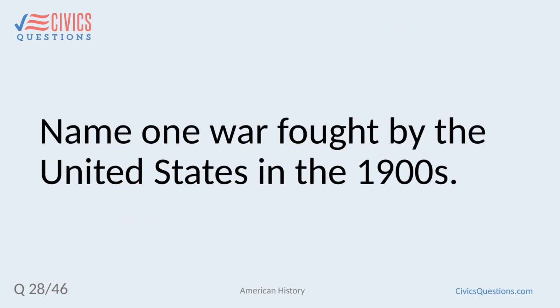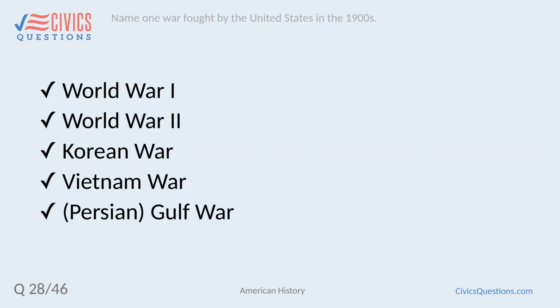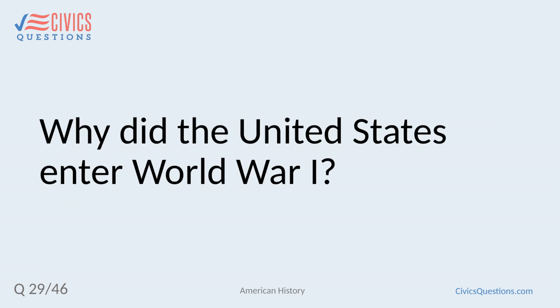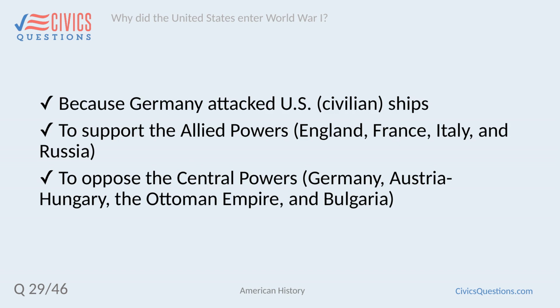Name one war fought by the United States in the 1900s. World War I, World War II, Korean War, Vietnam War, Persian Gulf War. Why did the United States enter World War I? Because Germany attacked U.S. civilian ships. To support the Allied powers, England, France, Italy, and Russia. To oppose the Central Powers, Germany, Austria-Hungary, the Ottoman Empire, and Bulgaria.